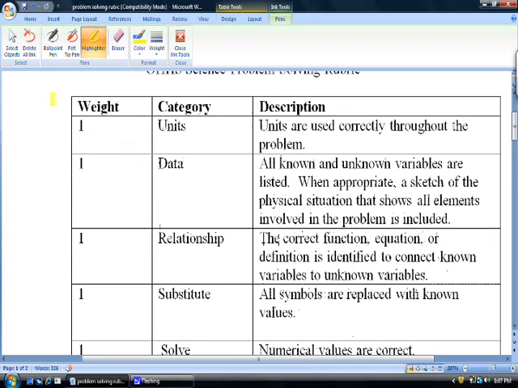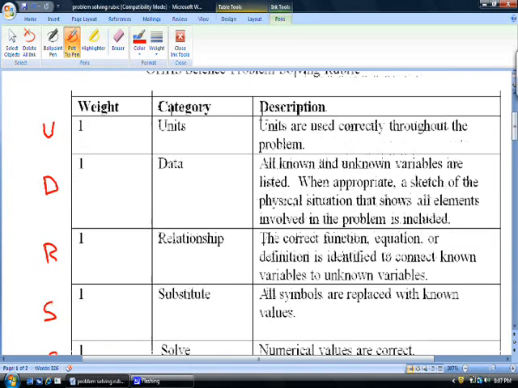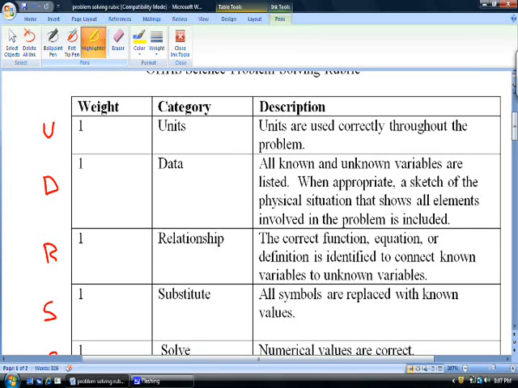The 5 points are, let's see if we can get a pen to write here. A point for units, a point for data, a point for relationship, a point for substitution, and a point for solving the problem. UDRSS. Now, let's go back through those 5 points and look in a little more detail at each one.